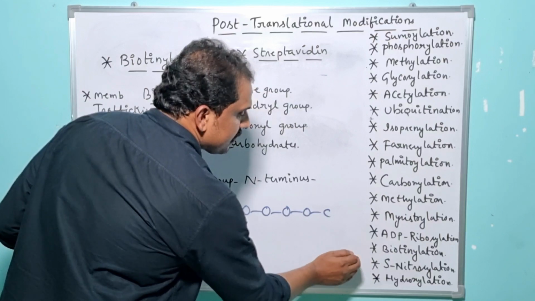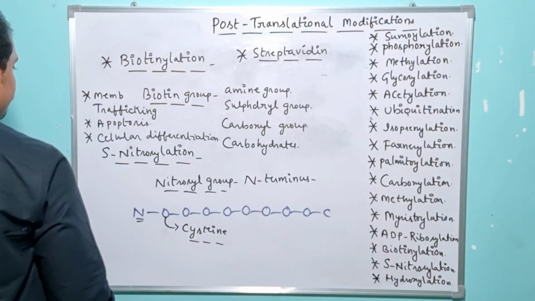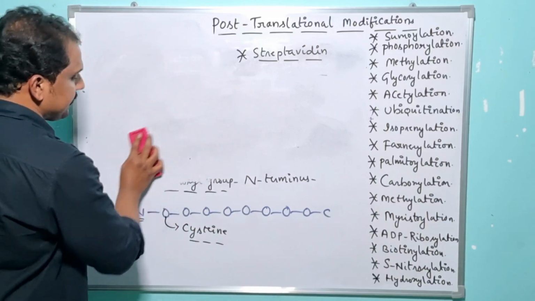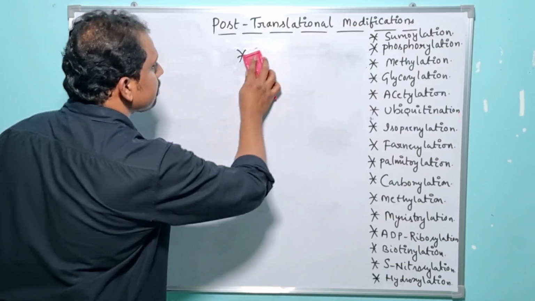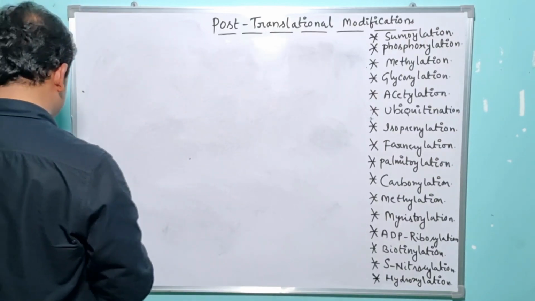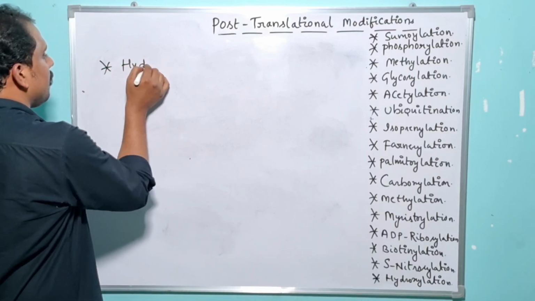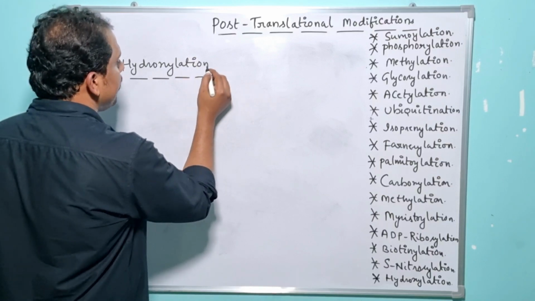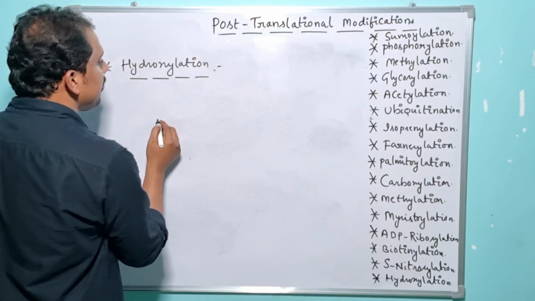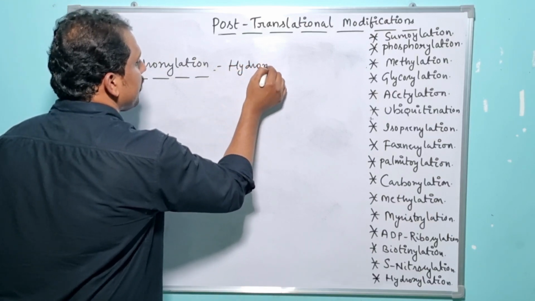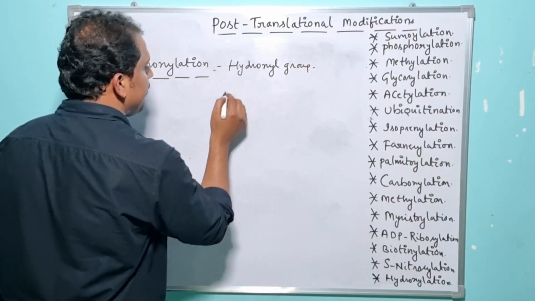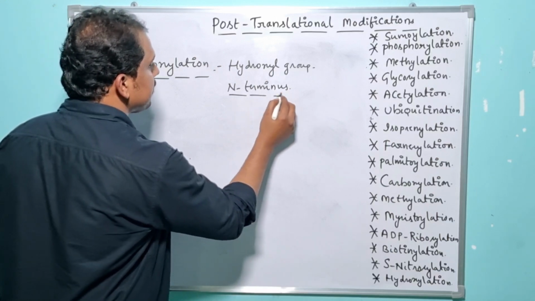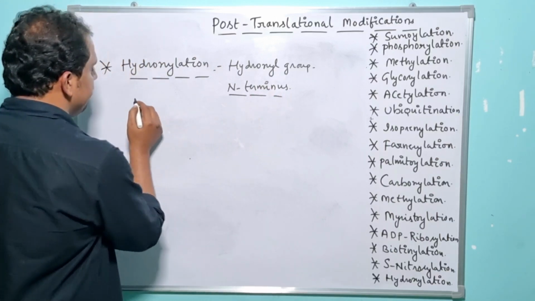And the next specialized post-translational modification is nothing but what? Hydroxylation. So let me write it here. Hydroxylation. So during the hydroxylation post-translational modification, successful recruitment of the hydroxyl group takes place to the nascent polypeptide chain at the end terminus. To the nascent polypeptide chain which possesses the end terminus, the hydroxyl group gets successfully recruited here.